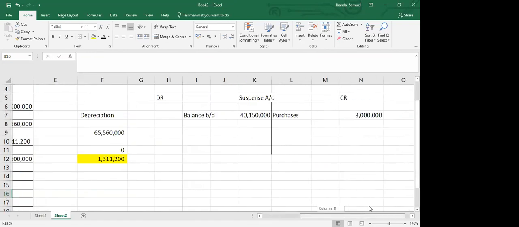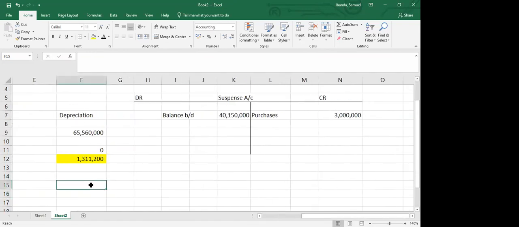Now, earlier on, I gave you a description of depreciation. When you're recognizing depreciation, we debit the depreciation account. As you advance with accounting, you'll realize that debiting depreciation is the same thing as debiting your profit or loss account. So some people will just say debit profit or loss account instead of debiting depreciation. And then we credit our accumulated depreciation, which other people call provision for depreciation.